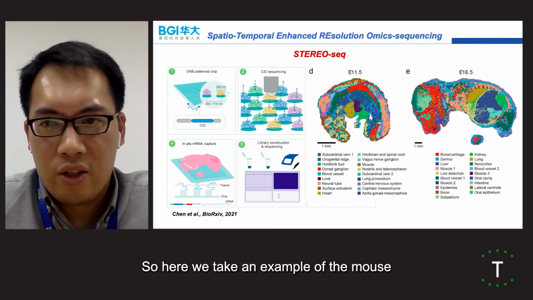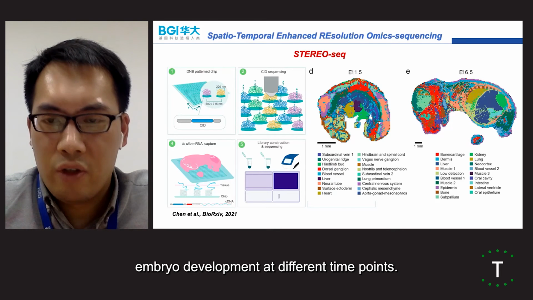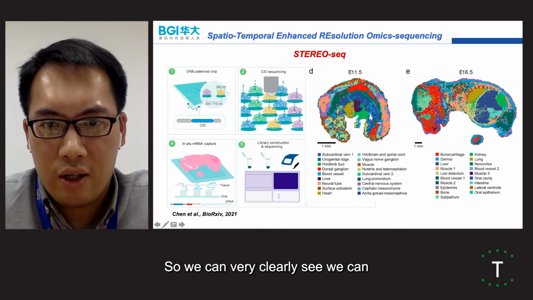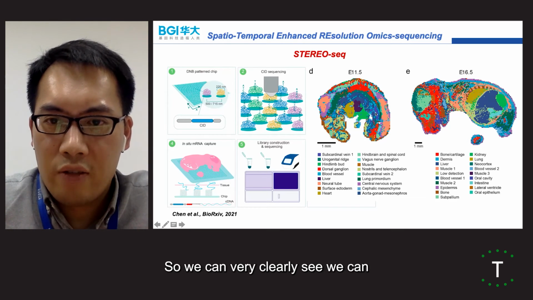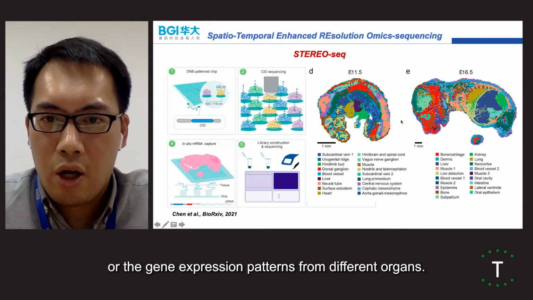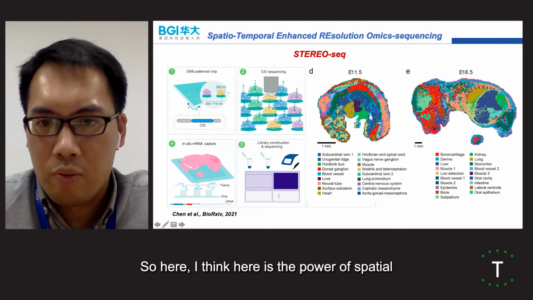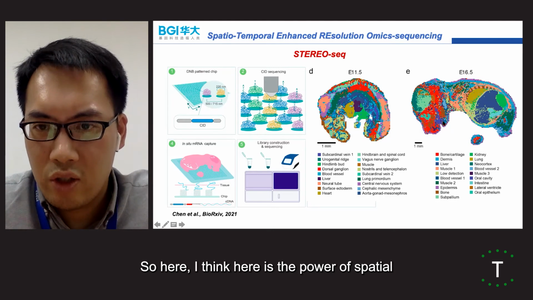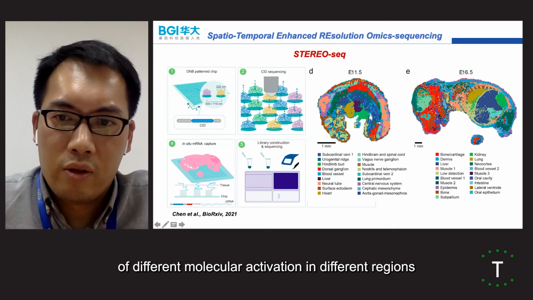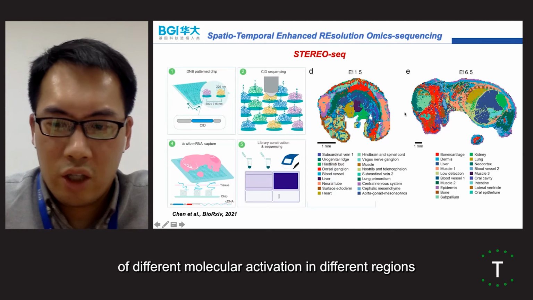Here we take an example of mouse embryo development at different time points. We can very clearly see that we can identify the molecular patterns, or gene expression patterns, of different organs. This is the power of spatial sequencing: it shows us the distribution of different molecular activation in different regions of the tissue.